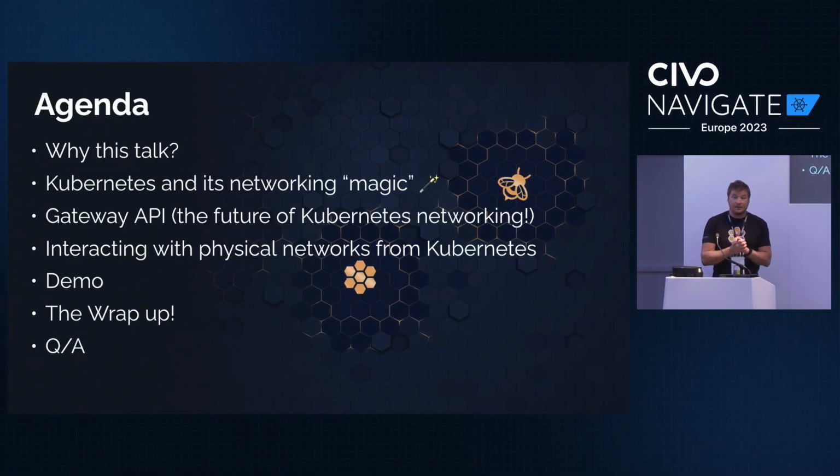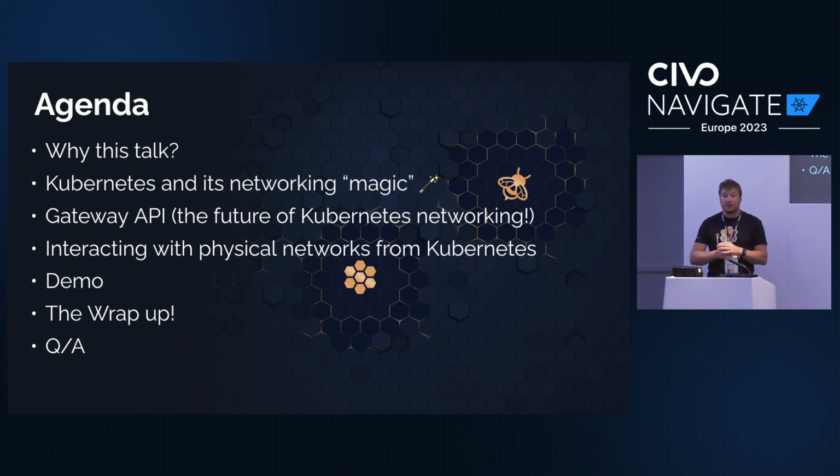So this is the agenda. I'll quickly go through why I put this talk together. We'll do an overview of Kubernetes networking, because for those that haven't really delved into it, there are a lot of moving pieces, and it's good to understand those moving pieces to look at how they're actually going to change when Gateway API matures to the point that it's hopefully going to get to.